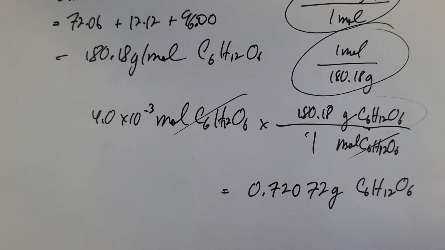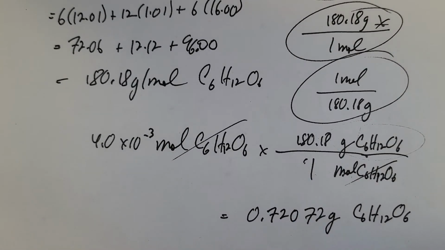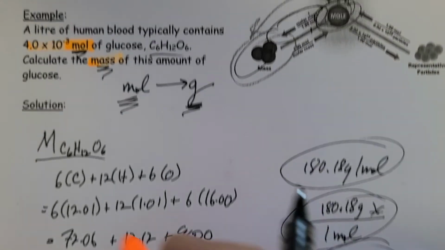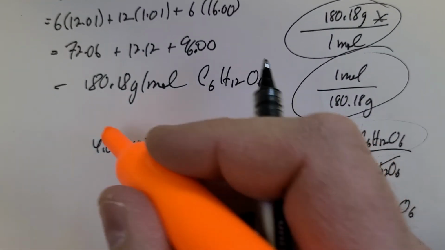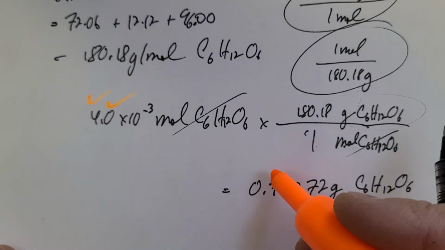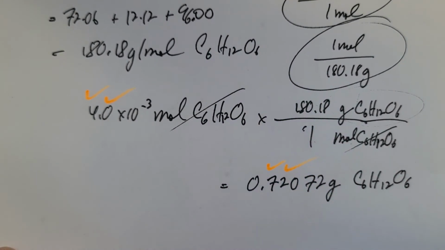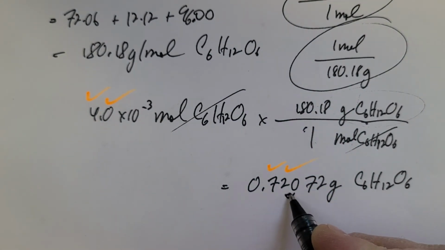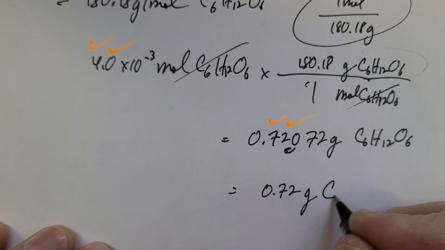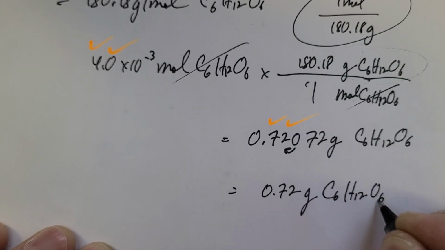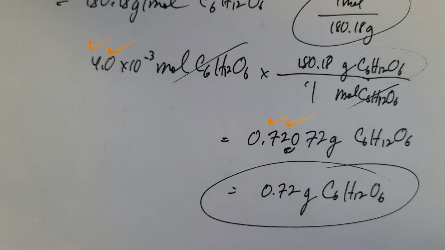C6H12O6 glucose. And if we look at the number of sig figs, so again, don't look at the molar mass, simply look at the original number here. So I have 2 sig figs, so I need 2 sig figs. The next digit is a 0. So this is going to simply be 0.72 grams of glucose. That's all there is to it.